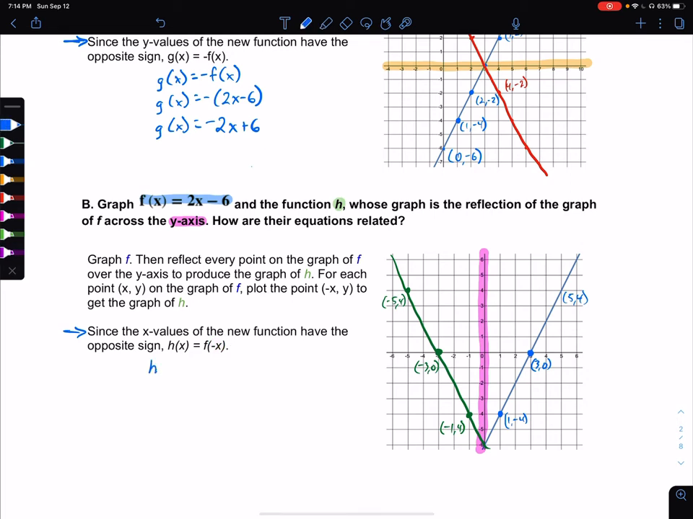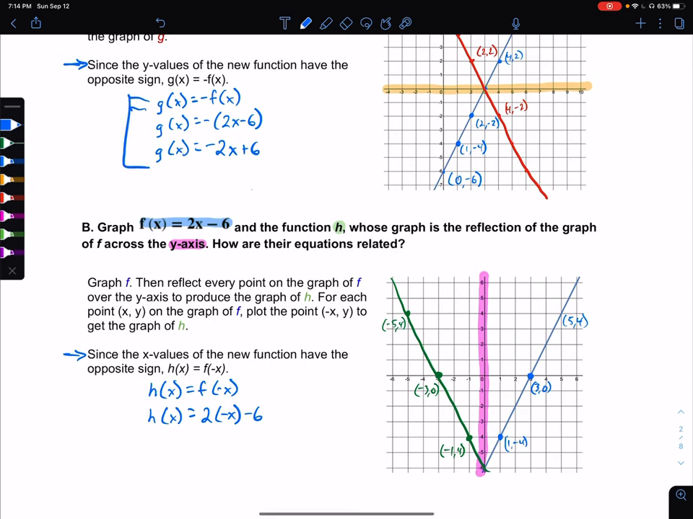So if I take h of x, and that's equal to f of negative x, well, I know that f of x is 2x minus 6. So when I plug that in, I want a negative value. So I'm going to say 2 of negative x minus 6. And again, you want to compare these two here and ask yourself what's going on when I reflect over the y-axis and when I reflect over the x-axis. So this h of x value becomes negative 2x minus 6. And again, if we want to check this out, we can look at the slope and the y-intercept and confirm that those in fact match up.